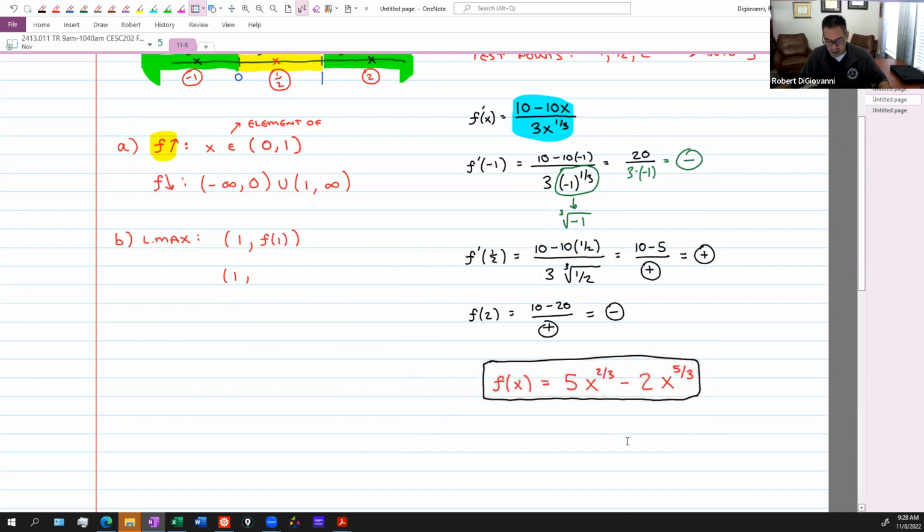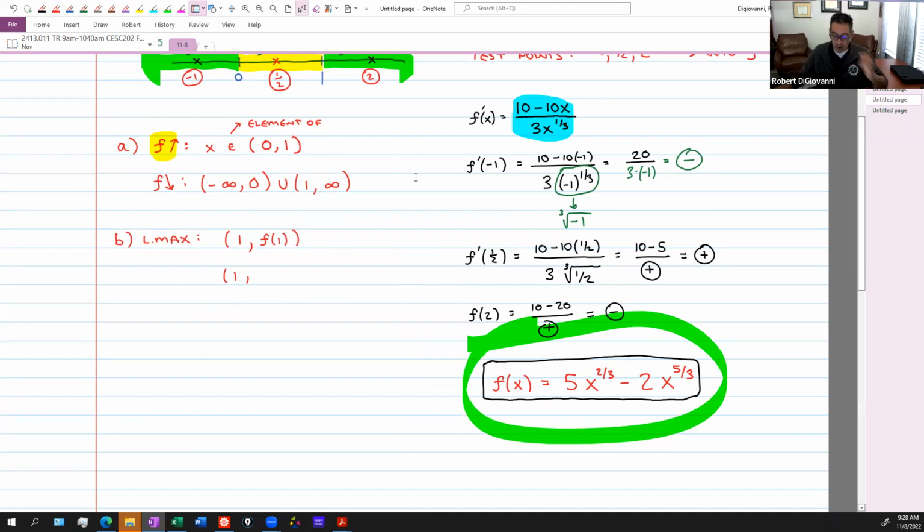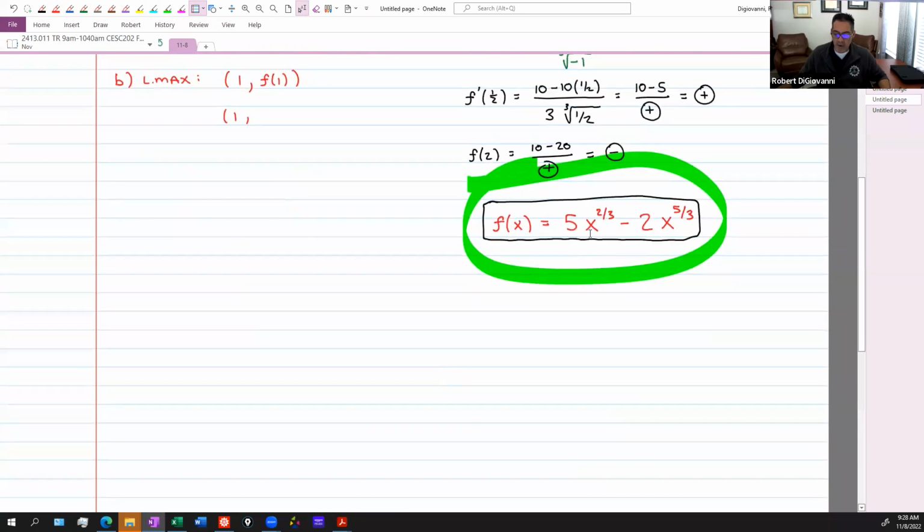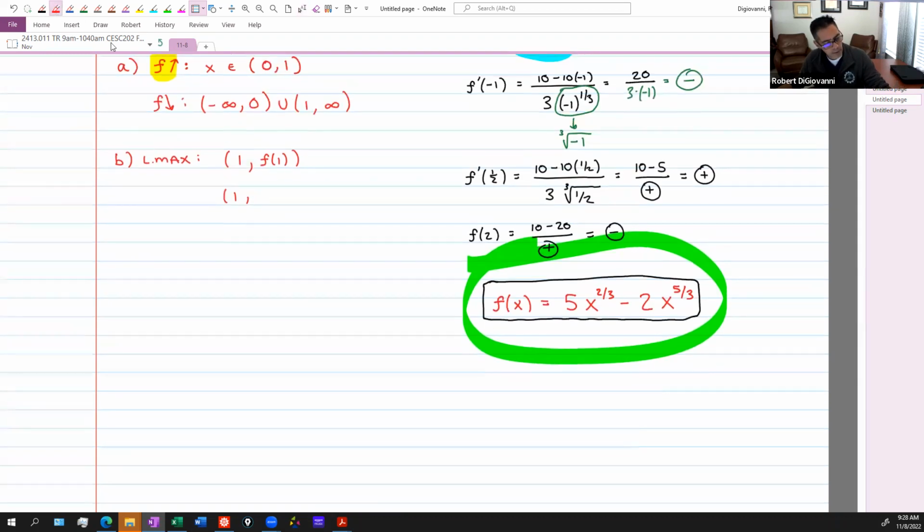When I plug 1 into this function, let's see, what would happen? Well, 1 raised to any power should still be 1. So both of these parts, when I plug in 1 for the X, are going to turn into 1. So isn't that just 5 minus 2? Which is just 3. So I just get 3 here.